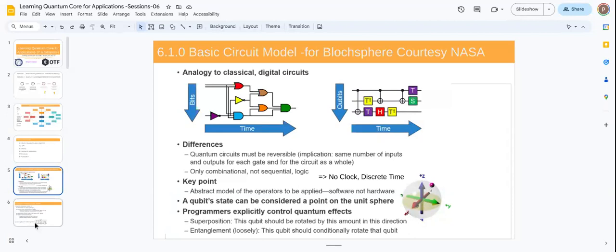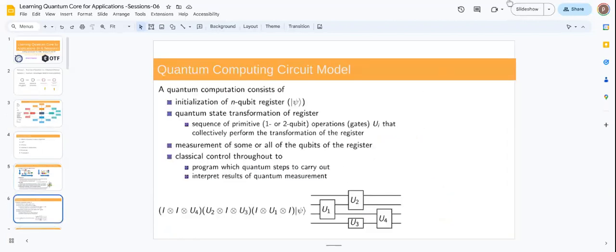So let me move on to next. And just to ensure, yeah, there is Suresh Sharma. Suresh, welcome. So we'll now go to the next slide.